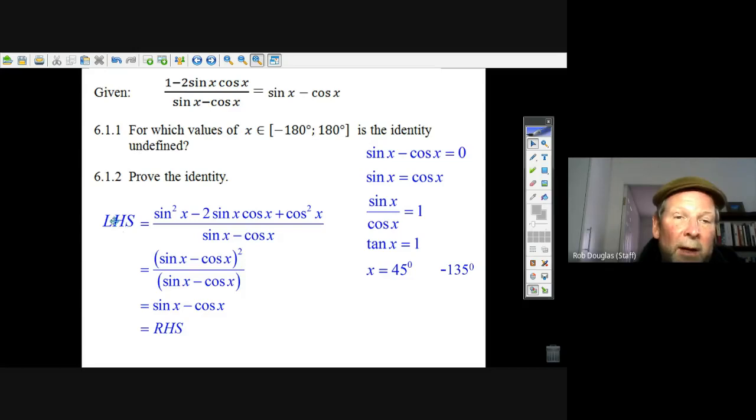You have to write it out like this: the left-hand side, and then start with this side. That was quite a trick. 1 is replaced with sine squared plus cos squared. Then you have to see that sine x minus cos x squared is really this whole thing on top. And then you have to see that one factor canceling, leaving you with your answer, sine x minus cos x. Okay, hope that helps.